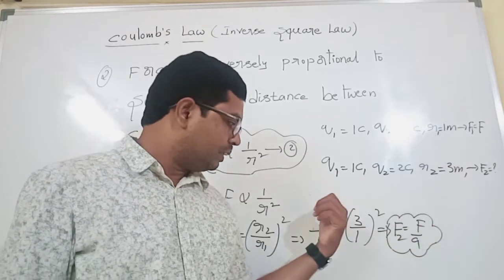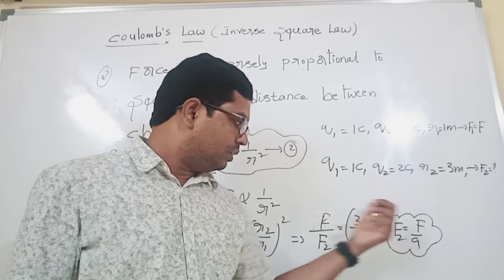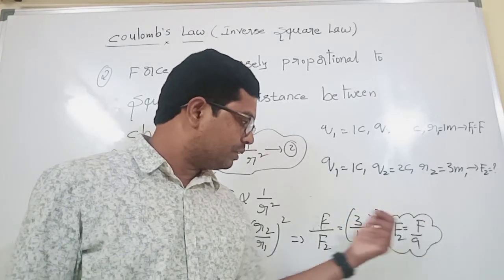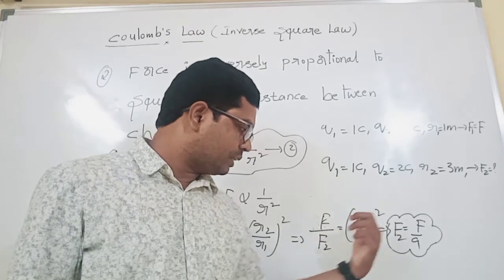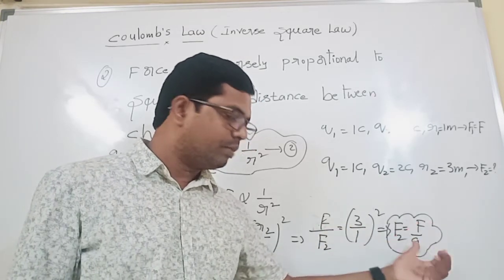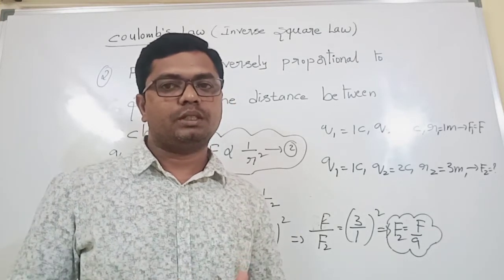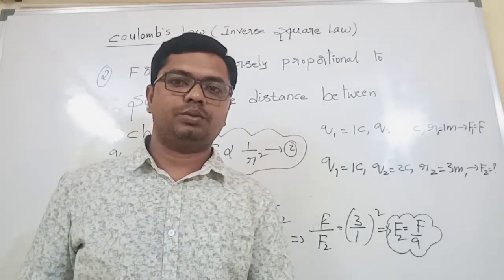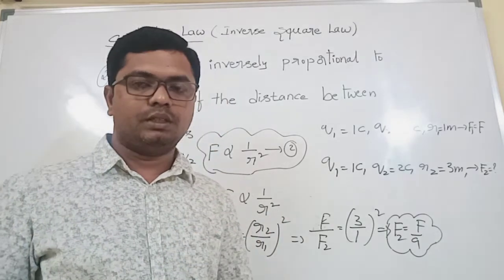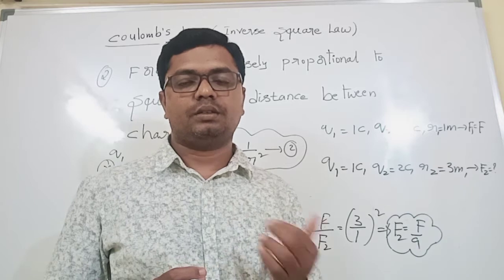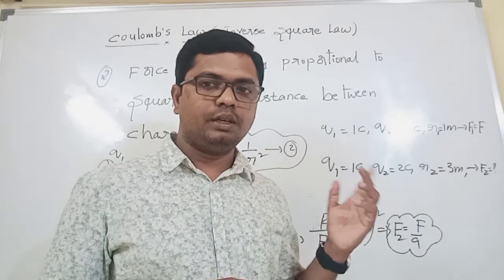But F1 by F2 is equal to R2 by R1 whole square. Then you are going to get 9 F2 is equal to F, cross multiplication, F2 is F divided by 9. That means if you increase the distance, force between the charges is going to be reduced. If you reduce the distance, force between the charges is going to be increased. So this is the first and second.